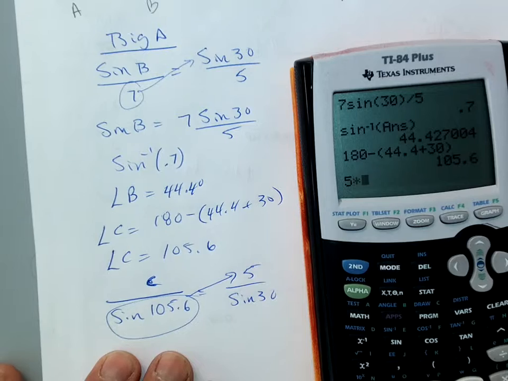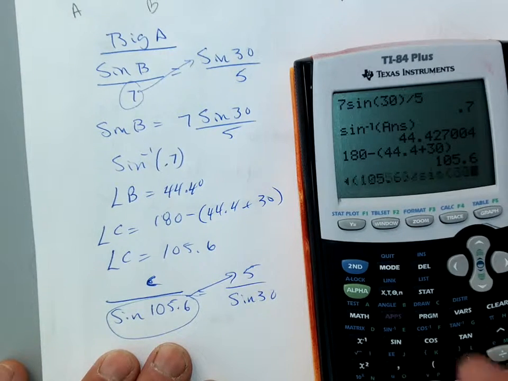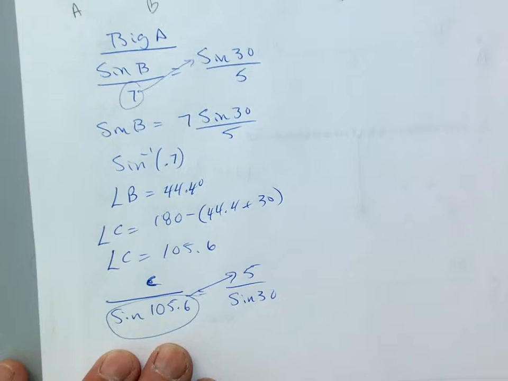I'll go 5 times the sine of 105.6, and I go divided by sine of 30, boom, and I get an answer of about 9.6.